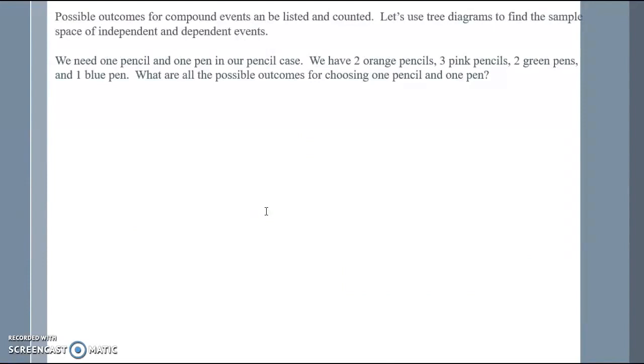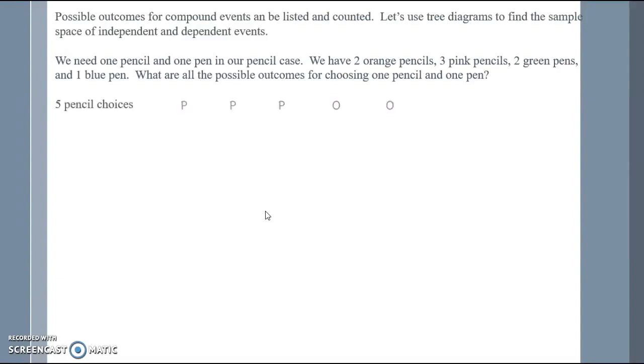Possible outcomes for compound events can be listed and counted. Let's use tree diagrams to find the sample space of independent and dependent events. Let's say we need 1 pencil and 1 pen in our pencil case. We have 2 orange pencils, 3 pink, and 2 green pens, and 1 blue pen. What are all the possible outcomes for choosing 1 pencil and 1 pen?